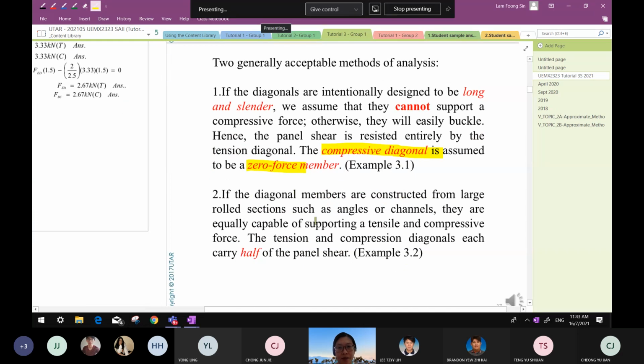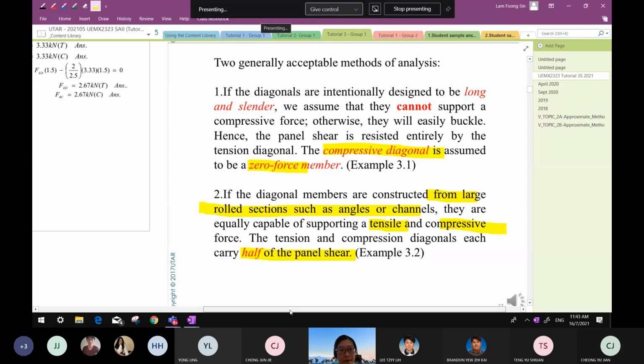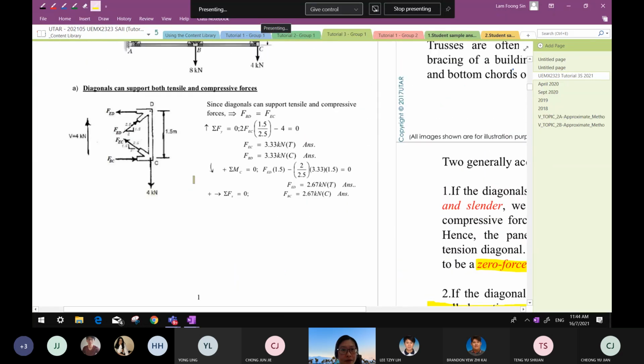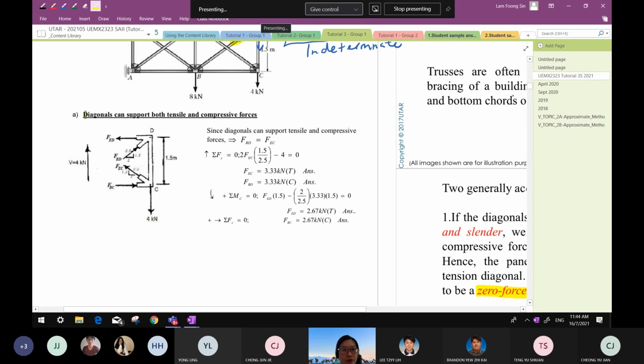The second assumption is that you can use either one. If the members are very large, then they are capable of supporting both tension and compression. But then each will carry half of the panel shear, so each will carry half of the forces. So here, the diagonal can support both tensile and compressive forces.